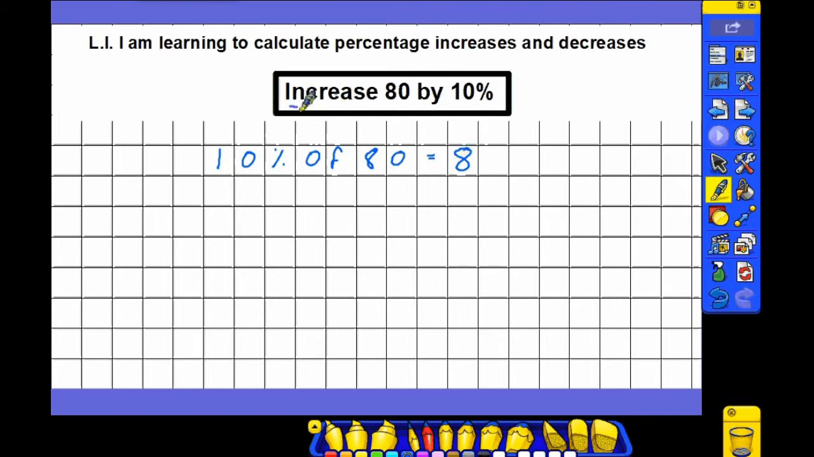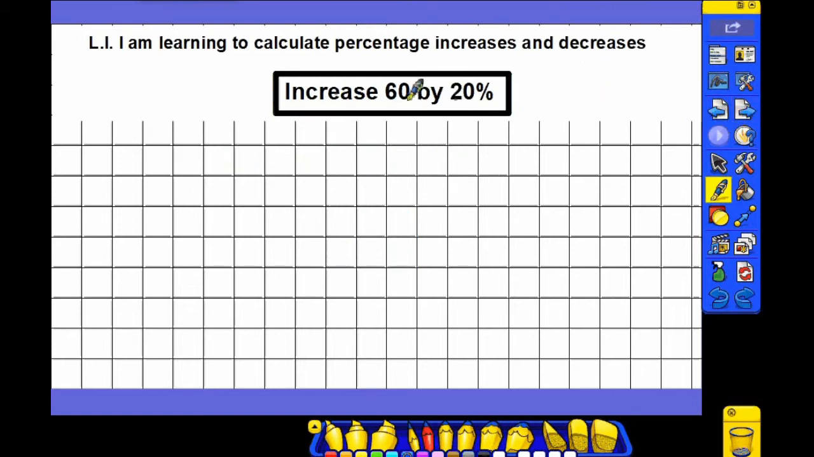However, if we're wanting to increase 80 by 10%, what we're going to need to do is add that on to 80 to make it 10% bigger. So, if we're increasing it, we'll need to take our 80 and add on that 10%. So we add on our 8, and so if we're increasing 80 by 10%, then our answer to that will be 88.